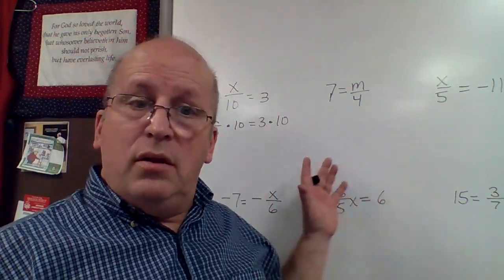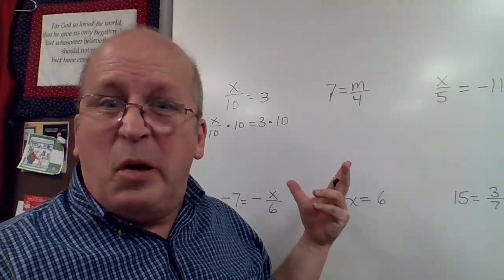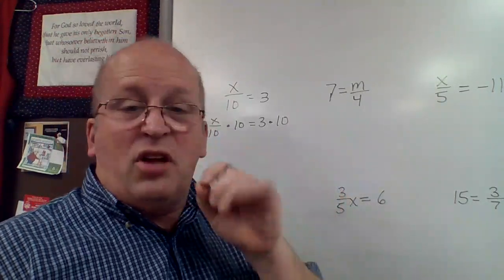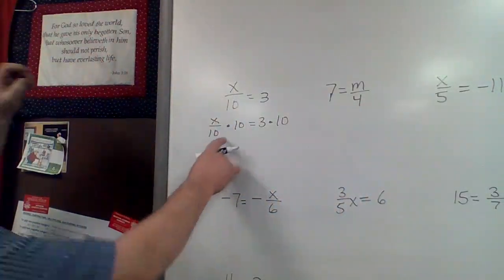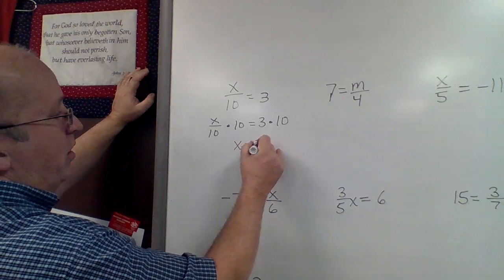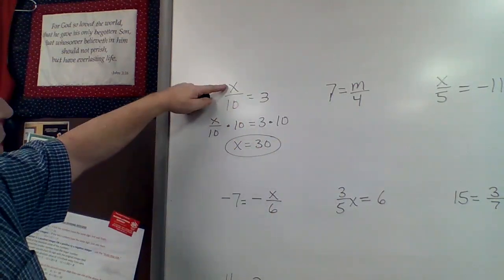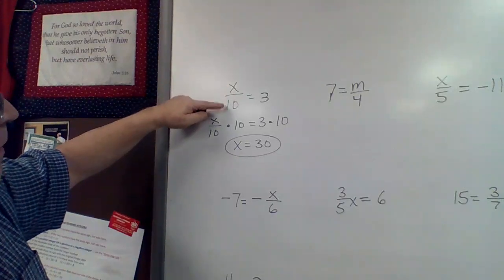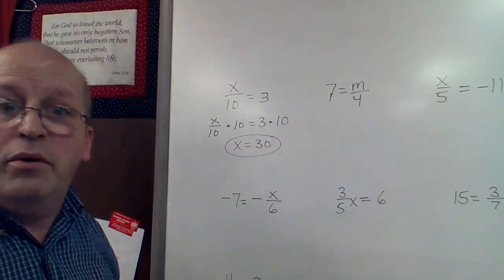Don't worry, this second section is going to be pretty easy, but then a part of it is going to add a new twist, and we'll get to that shortly. So what do we get here? We get x equaling 30 when we're done. Let's check it out. Let's take this 30 and put it right here. Is 30 divided by 10 equal to 3? Yes, it is. Hey, we must have done it right.